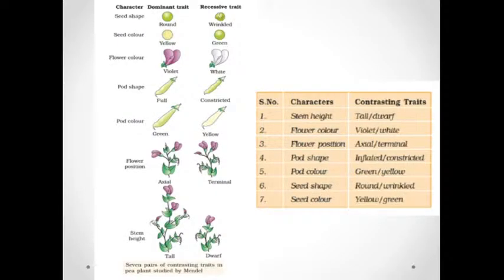So these are the various characters of the dominant and recessive traits. He chose stem height, flower color, flower position, pod shape, pod color, seed shape, and seed color, with their respective contrasting traits. Tall, dwarf, violet, like this.